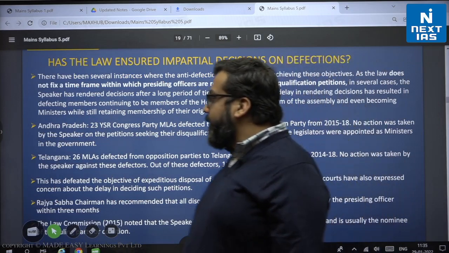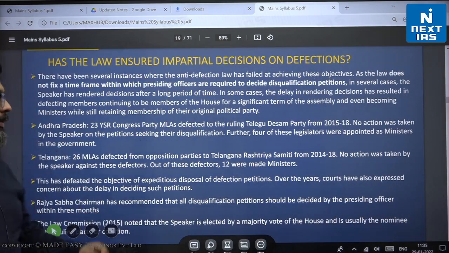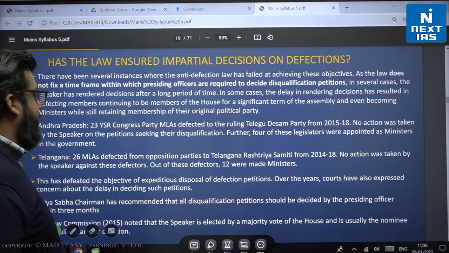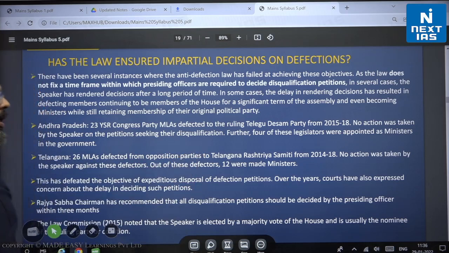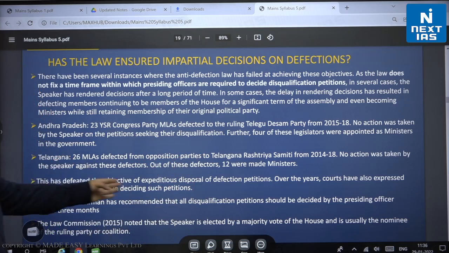For example, Andhra Pradesh, 23 YSR parties defected to the Telugu Desam party from 2015 to 2018. कोई एक्शन नहीं लिया क्योंकि सरकार उनकी, स्पीकर उनका, अरे चारों को तो मंत्री बना दिया था। तेलंगाना, because when Andhra Pradesh Telangana was being formed, massive defections happened. 26 MLAs defected from opposition party to the Telangana Rashtriya Samiti 2014 to 2018. No action was taken. 26 में से 12 को तो मंत्री बनाए हैं, almost half.